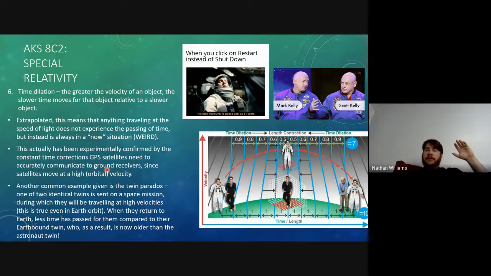This little diagram down here shows an extreme example of this, the astronaut being still in their, I don't know, their 20s or 30s or whatever, and then the earthbound twin being now in their elderly years.